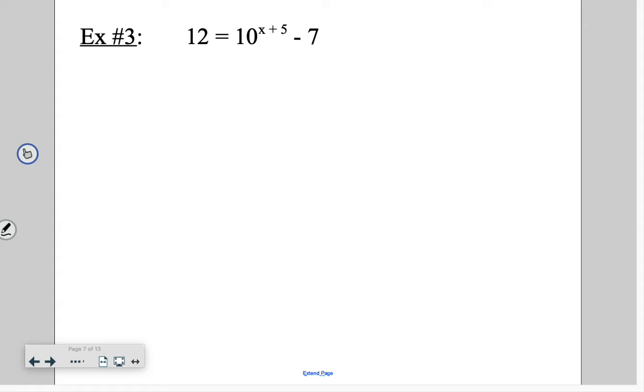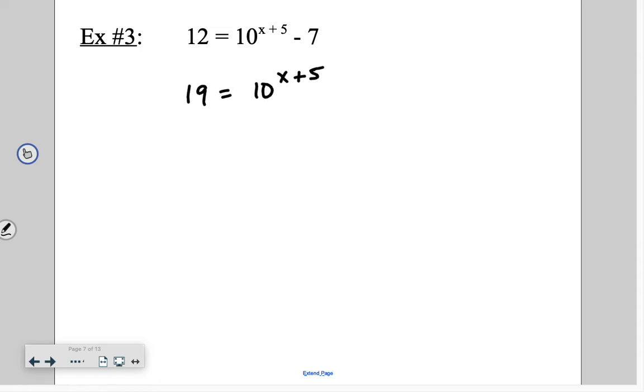All right, let's take a look. Like I said, step one, get the base by itself. So I need to get the 10 to the x plus 5 by itself. So step one is add the 7 to the other side. So we get 19 equal to 10 to the x plus 5 power.